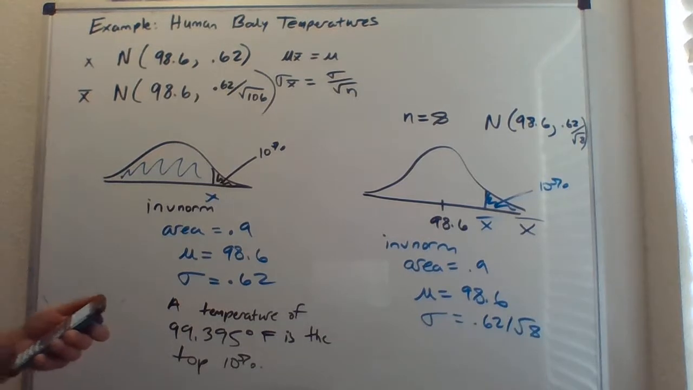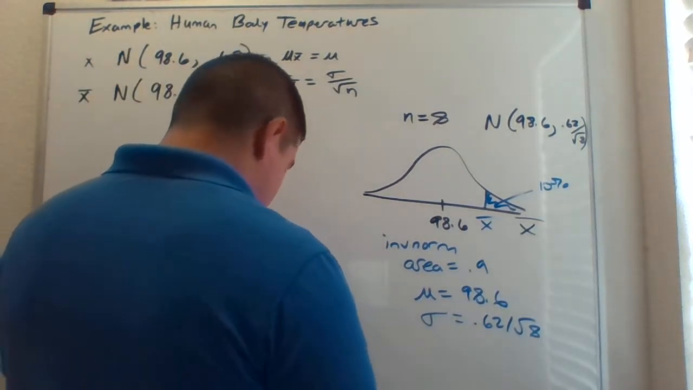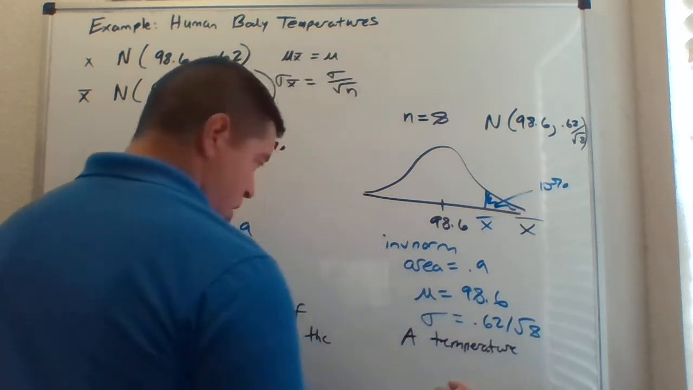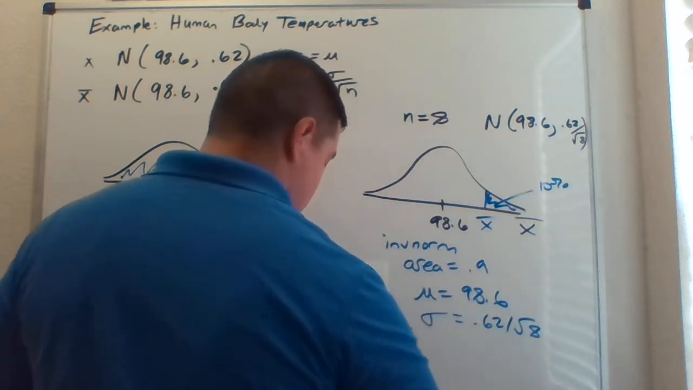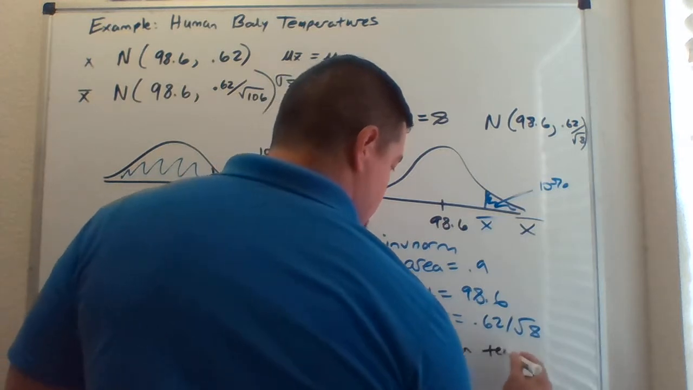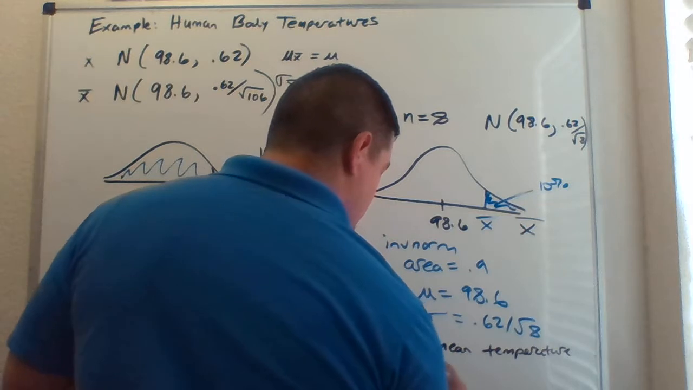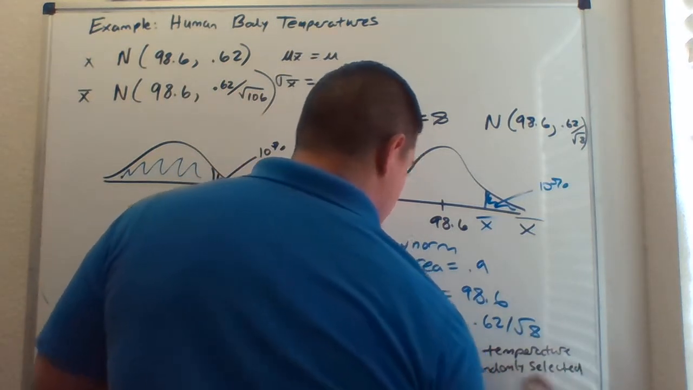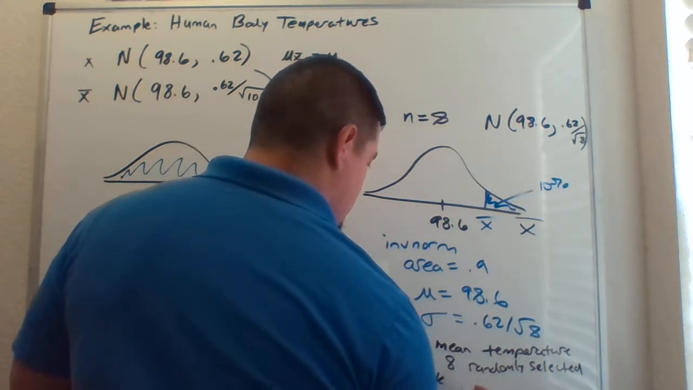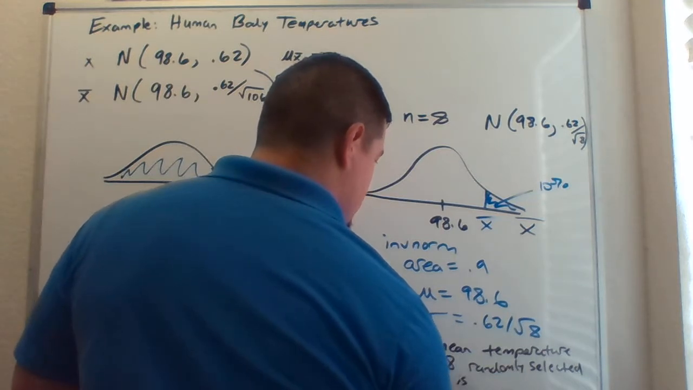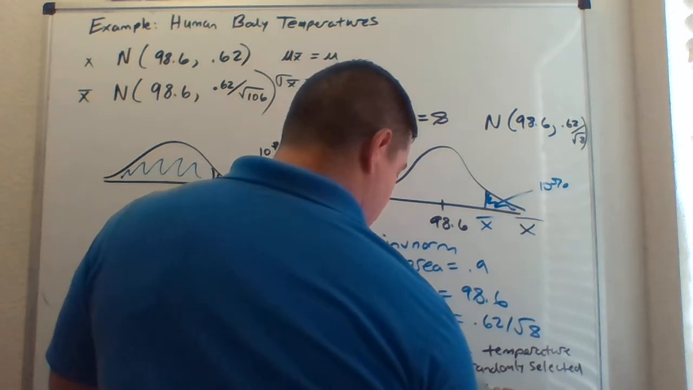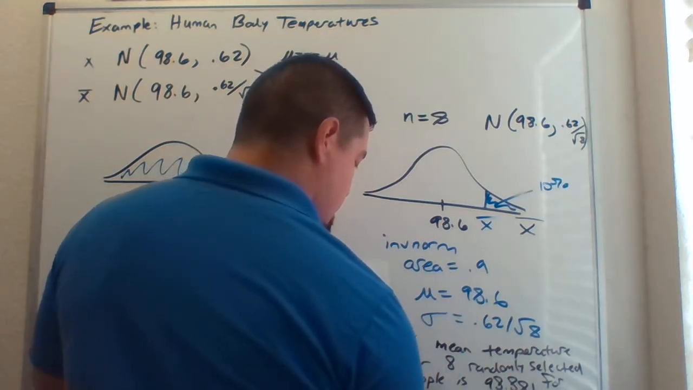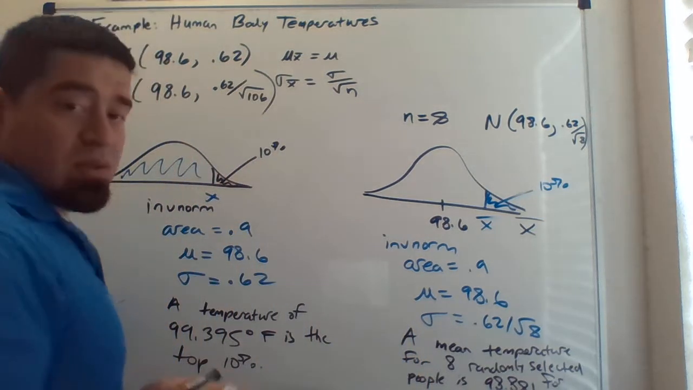Okay, so I went ahead and did that, and I got, here we'll write it in a sentence, a mean temperature for 8 randomly selected people is 98.881 for top 10%. Or the 90th percentile. Okay, so that answers those.